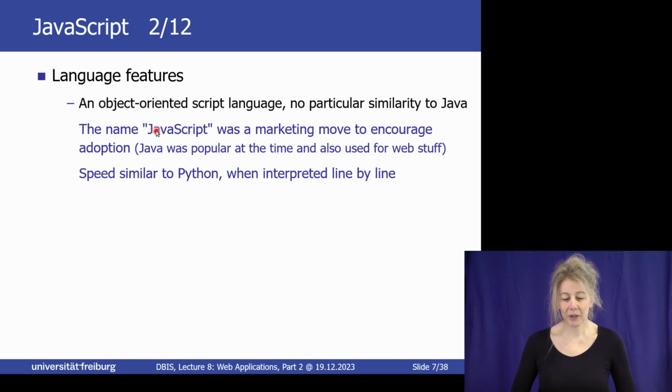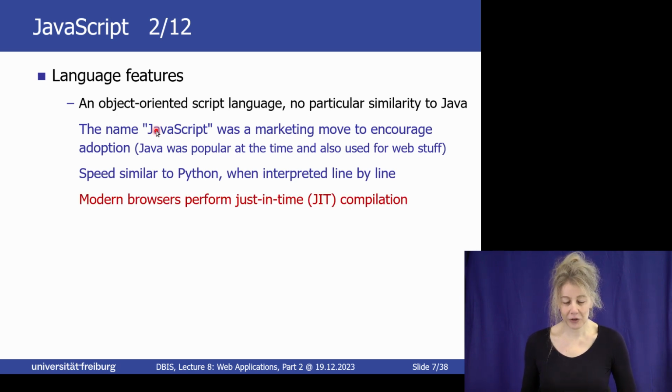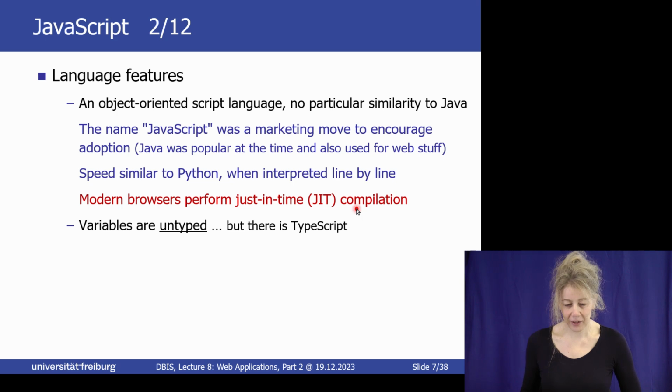Speed is similar to Python. It's an interpreted language, so it's a script language. It's called JavaScript. Modern browsers do just-in-time compilation, which means they will compile parts of your JavaScript and then just run the compiled code, and then it's much faster. Most script languages have something like this.